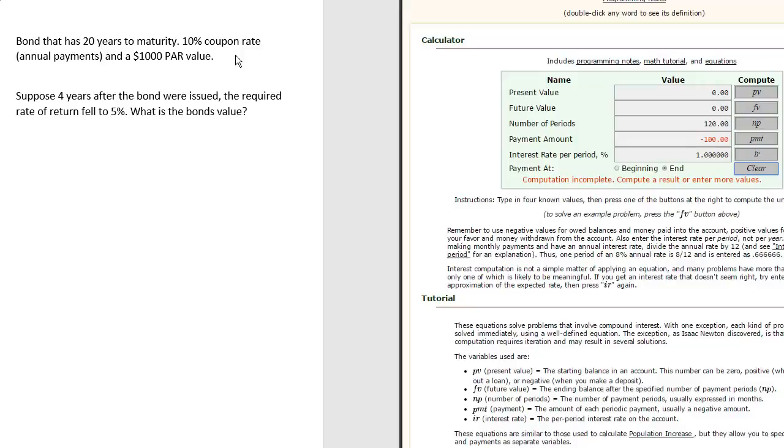But let's say interest rates have fallen to 5%, or I should say the required rate of return for a similar investment of similar risk has fallen to 5%, which in general probably means something with the economy. Interest rate money is cheaper. Interest rates have gone down. What is the bond's value?